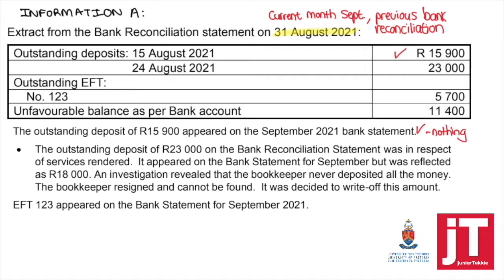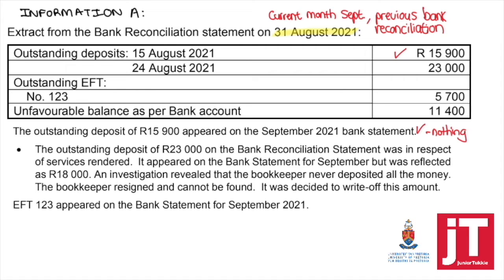The outstanding deposit of 23,000 on the 24th of August on the bank reconciliation statement was in respect of services rendered. It appeared on the bank statement for September, but was reflected as 18,000. An investigation revealed that the bookkeeper never deposited all the money. The bookkeeper resigned and cannot be found. It was decided to write off this amount.